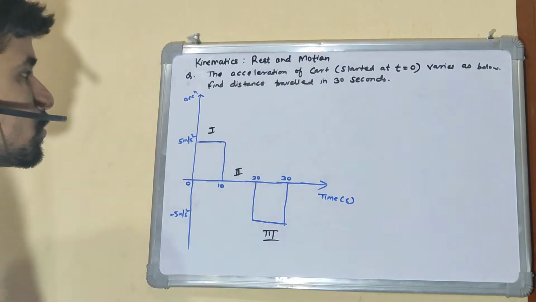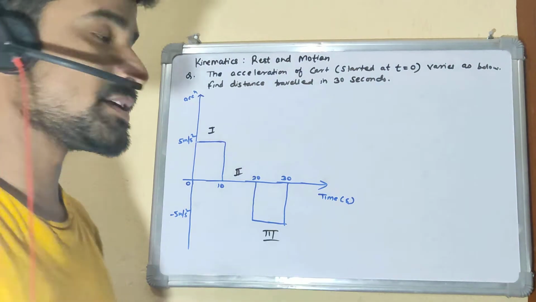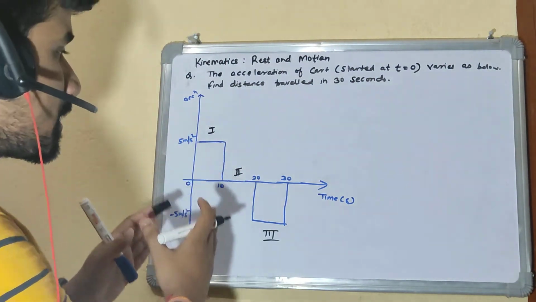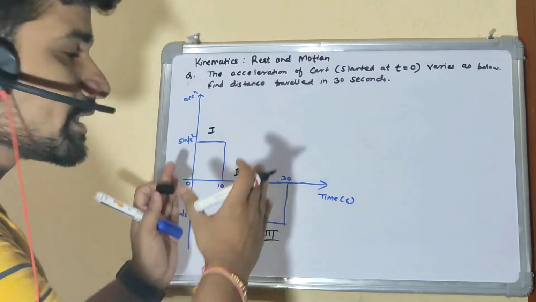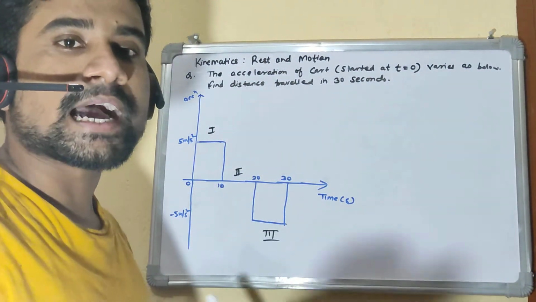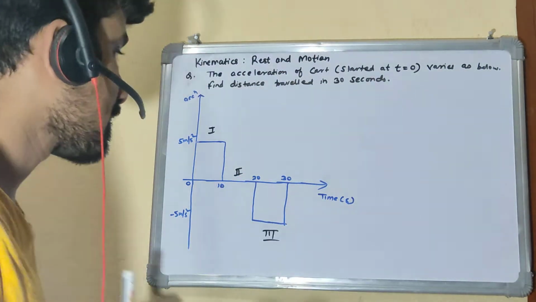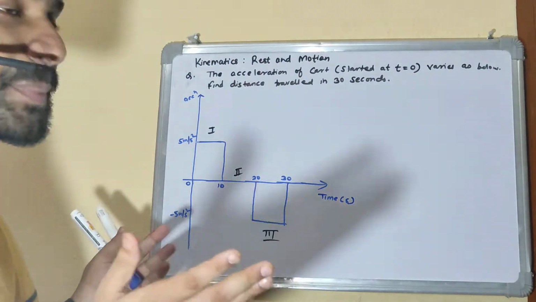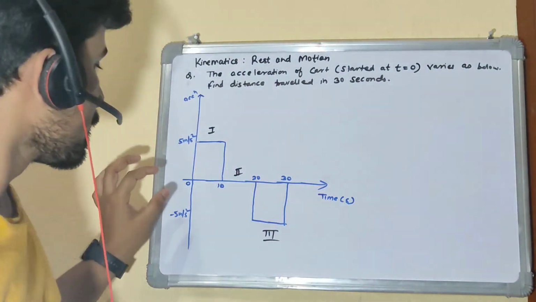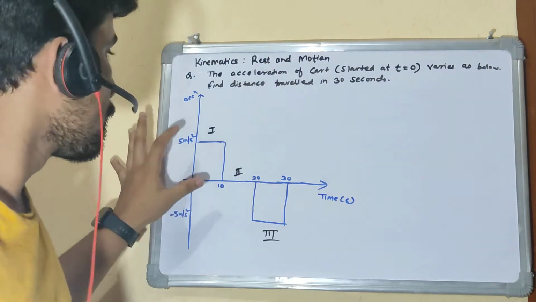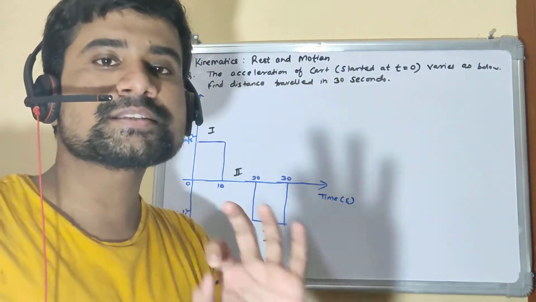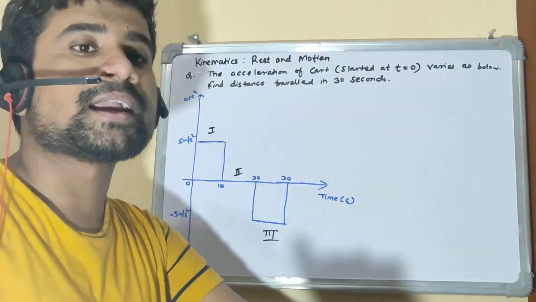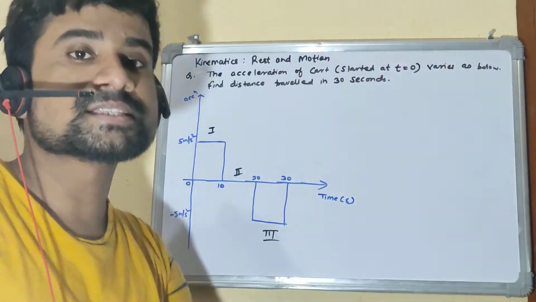So we need to find the distance traveled in 30 seconds. If I find the distance traveled in the first part of motion, then the second part, then the third part, and add them up, I'll get the distance traveled in the whole 30 seconds, right? Now the catch here is, don't forget that these three parts are connected to each other, right? Initially my velocity is 0 for the first part, but the velocity at the end of my first part will be the initial velocity for the second part, right?